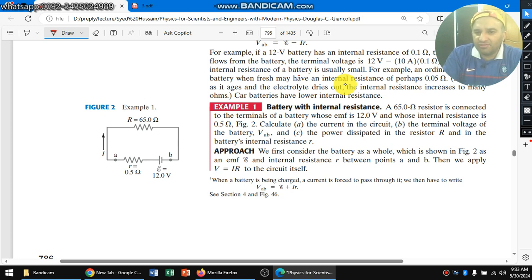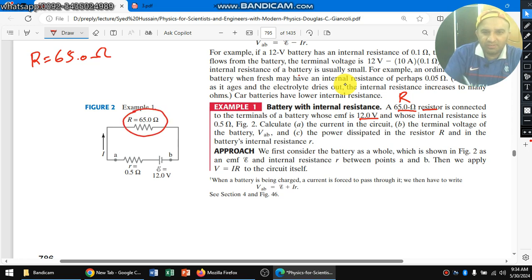An external resistor R of 65 ohm is connected to the terminal of a battery whose EMF is 12 volt. Let me write the given information. The external resistance R is 65.0 ohm. This is the external resistor R that is connected with the battery that has an EMF of 12.0 volts. Its internal resistance is 0.5, so small r is 0.5 ohm. This is the internal resistance small r.